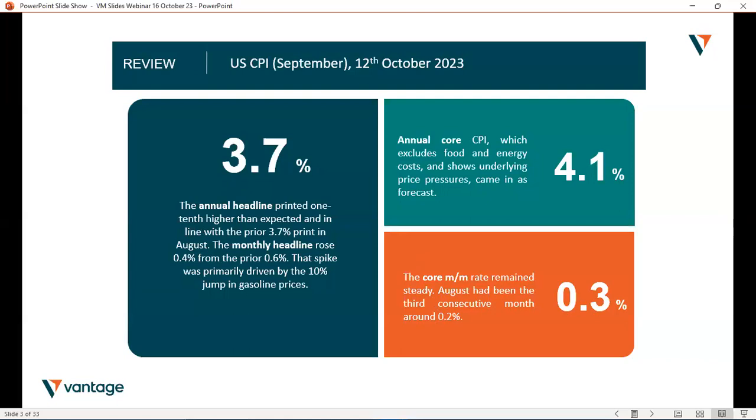Core inflation eased to 0.3% month on month, and then 4.1% year on year. That was pretty much as expected, and down from the 4.3%.